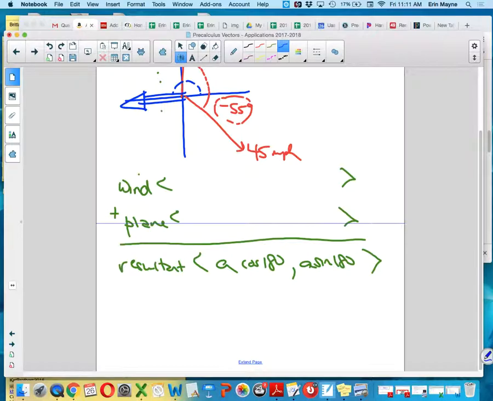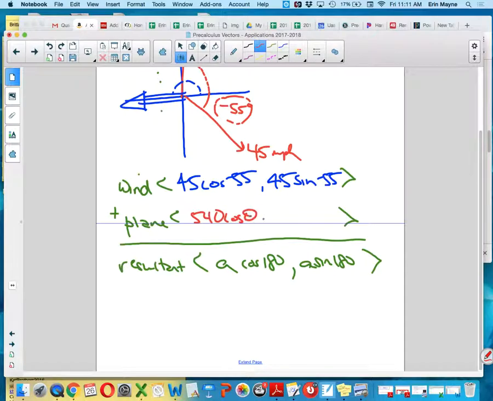Do we know the speed of the plane? It's 540. Okay, here we go. Who's got the wind vector? Go Grant. 45 cosine negative 55, and then 45 sine negative 55. Good. You have to say negative 55. Okay, if you've got the plane vector, Anna, go. 540 cosine theta and 540 sine theta.